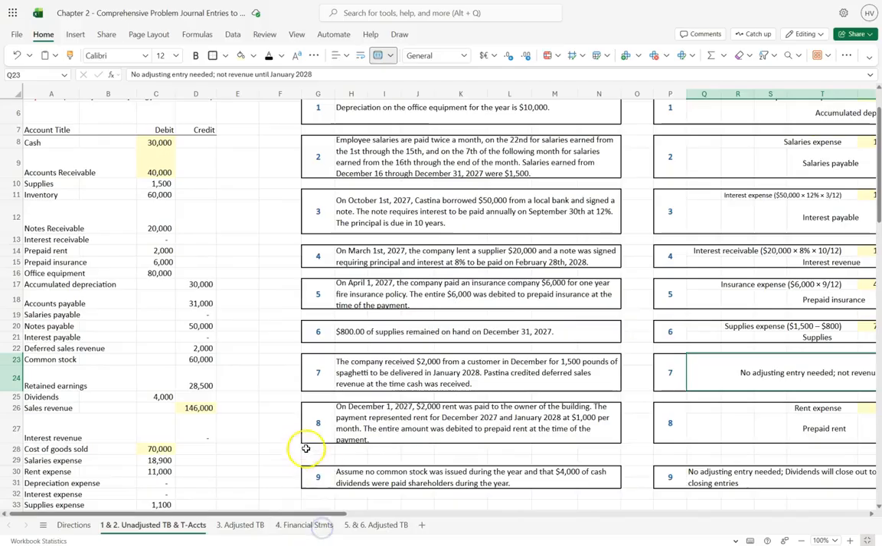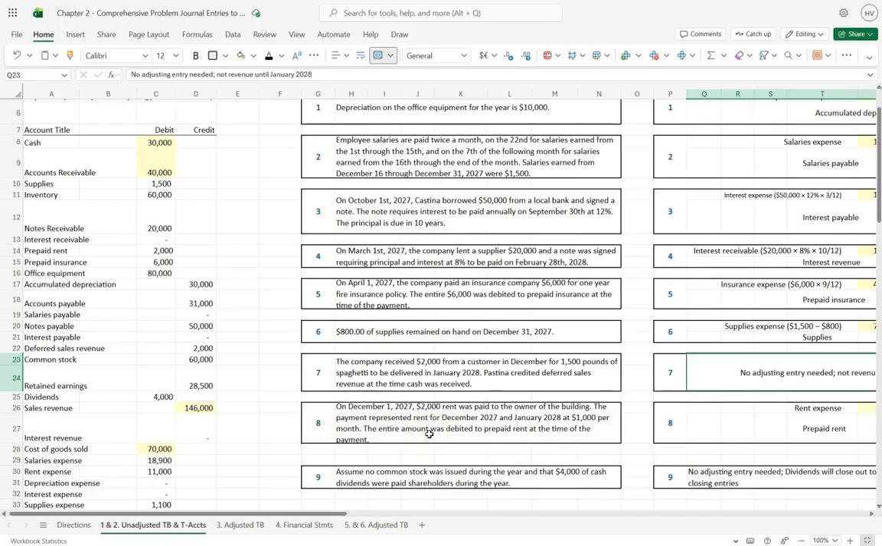Okay, item number 8. On December 1, 2027, $2,000 rent was paid to the owner of the building. The prepayment represented rent for December 2027 and January 2028 at $1,000 per month. The entire amount was debited to prepaid rent at the time of the payment. So at the time of the payment, we paid rent in advance. So we debited prepaid rent for $2,000 and credited cash for $2,000.